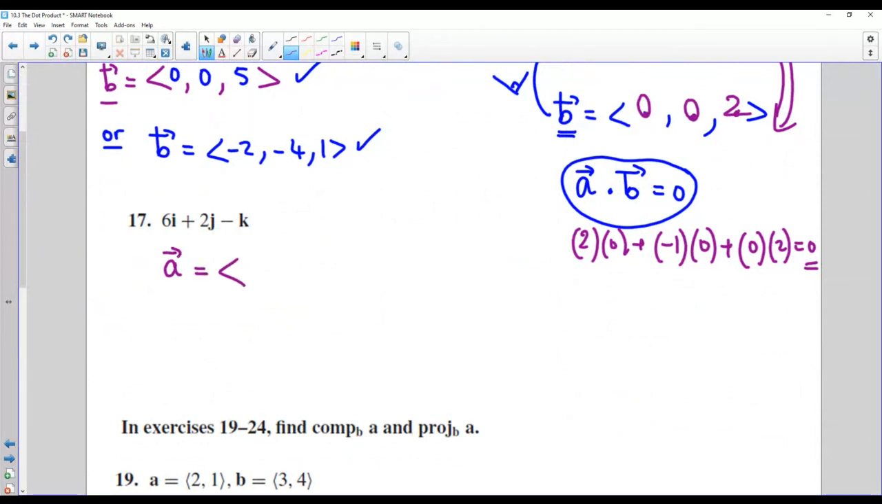Let's see 17. It's perhaps a bit more difficult here. So it's going to be 6, 2, and -1. Now, can we find a vector B which will be orthogonal to 6, 2, and -1? Can someone think of a vector which will be orthogonal to A?